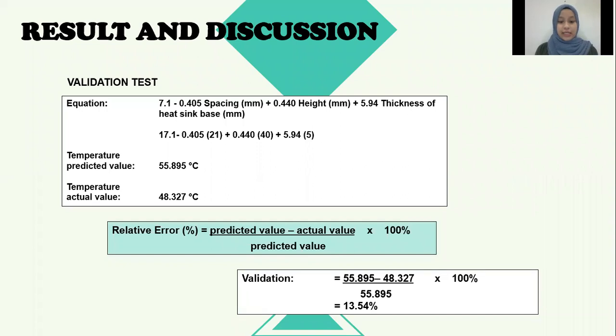For validation test, the equation is 7.1 minus 0.405 spacing plus 0.440 height plus 5.94 thickness of heat sink base. Therefore, the predicted value of temperature is 55.895 degrees Celsius and the actual value of temperature is 48.327. By using the relative error formula, we can get the value of validation test. So the value of validation test is 13.54%.